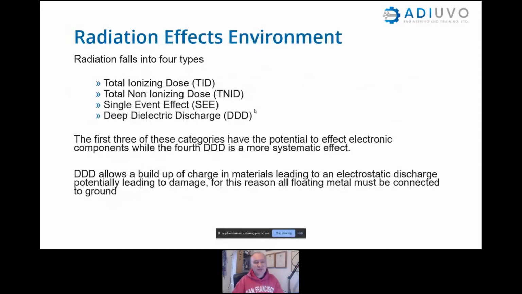So we've looked at the temperature, the vibration, the radiation effect. One effect that always comes into it very interestingly is radiation, and we find radiation comes into it in four.